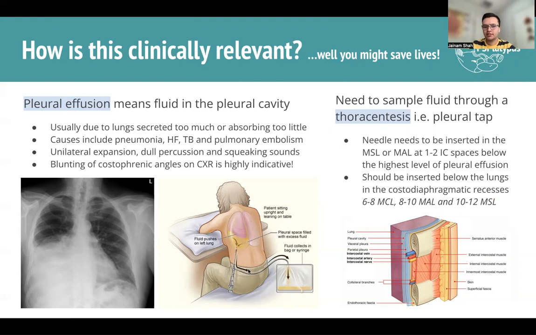And you can be fairly certain that you're not going to hit the lung just because you've got all this fluid that's in there, and you will feel it when you put the needle inside. You should also try and insert it below the lungs in the costodiaphragmatic recesses. So places where, as we mentioned before, the lung doesn't fully fill up the thoracic cage. So you've got between 6 and 8 for the MCL, 8 and 10 for the MAL, and 10 and 12 for the MSL. So the space between the visceral and parietal pleura, essentially. And that's pretty much it.